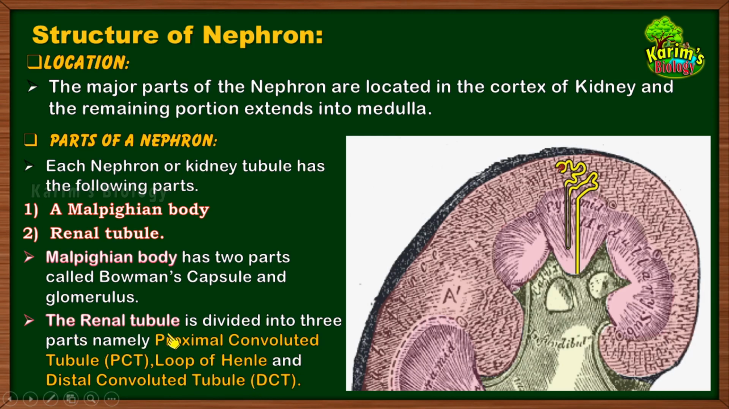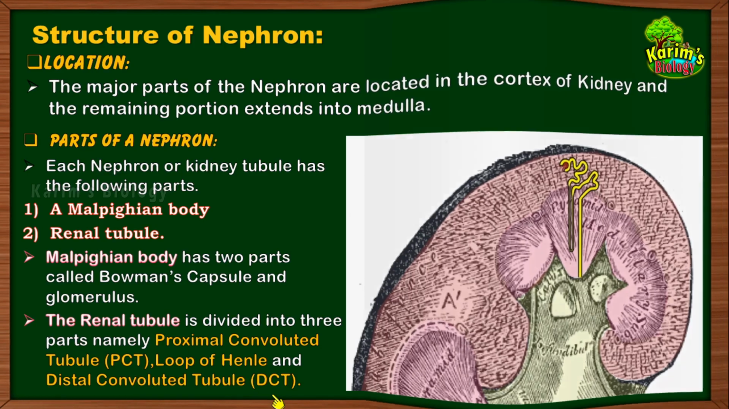Let me repeat, the renal tubule is again divided into three parts: proximal convoluted tubule, which is abbreviated as PCT, a loop of Henle, and a distal convoluted tubule, that is abbreviated as DCT. And let me show you these parts with the help of a picture and a flow chart.